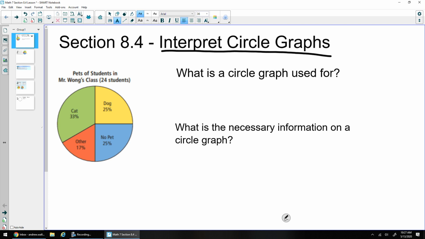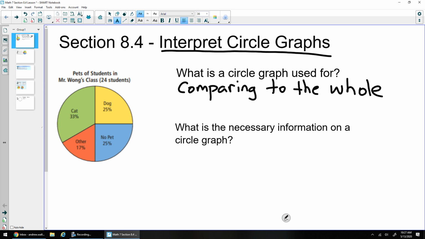A circle graph, since it's in the shape of a pie, shows you parts out of that whole circle. So we're comparing parts to the whole. Okay, that's the basic explanation of what circle graphs are used for. They're used for comparing parts of something to the whole of something.